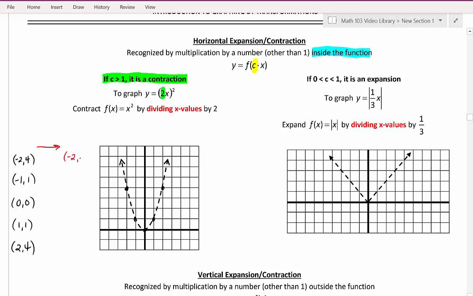This gives us the points... I divided the y values, didn't I? All right, try that again. Dividing all the x values by 2, we're going to get (-1, 4), (-1/2, 1), (0, 0), (1/2, 1), and (1, 4). We'll plot these 5 points.